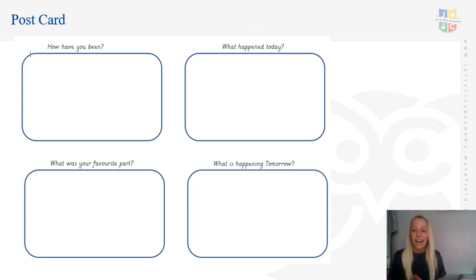Fantastic, you have worked so hard today, Year 2. I am so proud of you. So we've just collected our ideas for each part of our diary, ready for us to start writing tomorrow.